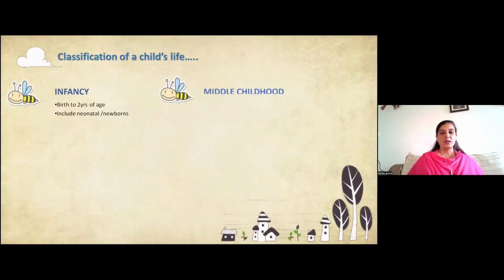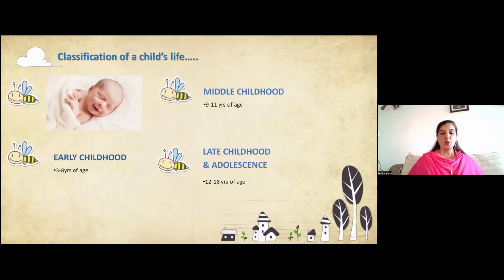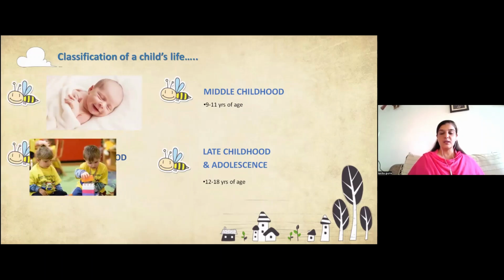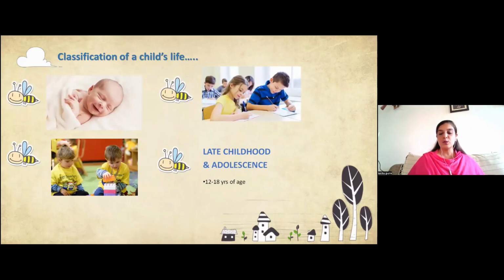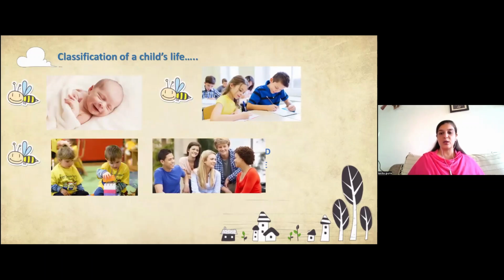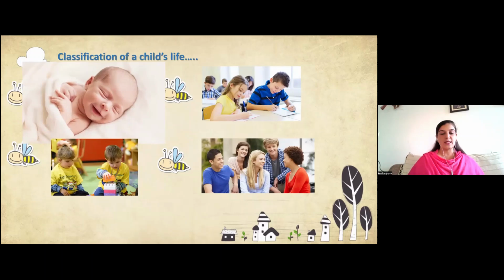So pediatric patients are basically classified under various age groups, as you all know. From birth to 2 years, we have infancy or the neonates. Then from 3 to 8 years, it is the early childhood period. From 9 to 11 years, it is the middle childhood. And from 12 to 18 years, it is the late childhood and adolescent period. So today we are going to discuss the neonates and the oral pathological lesions that are encountered in the neonates.